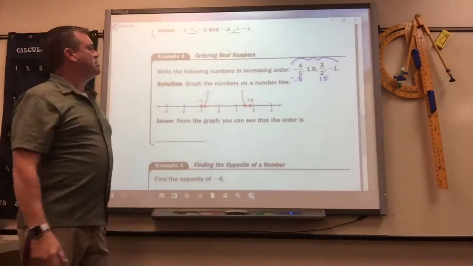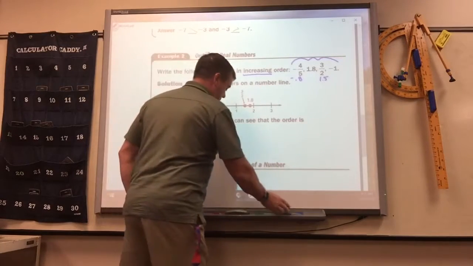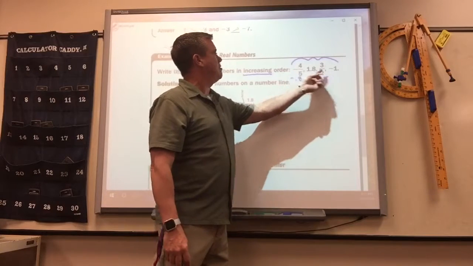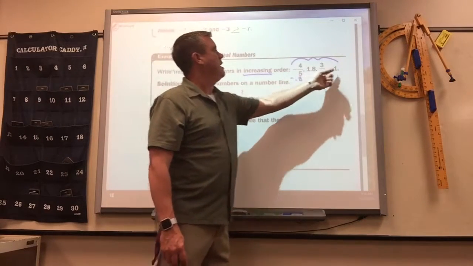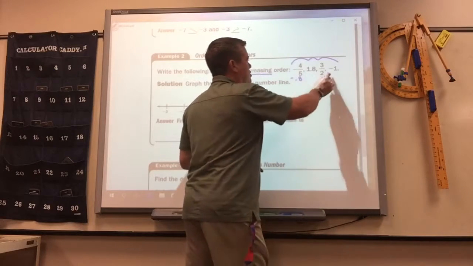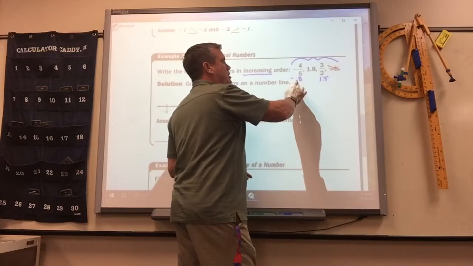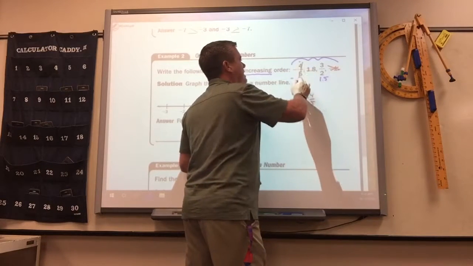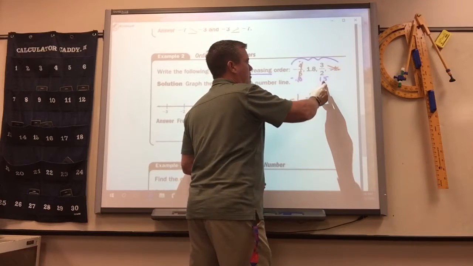So when you put these in order, increasing order means you start with the smallest. So obviously the smallest is either this negative or that negative. Which one is the smallest? -1. So you'd put that first. Then it'd be this. Don't put what you changed it to, put what the original is. Then of these two, 1.5, 1.8, would be the 1.5.